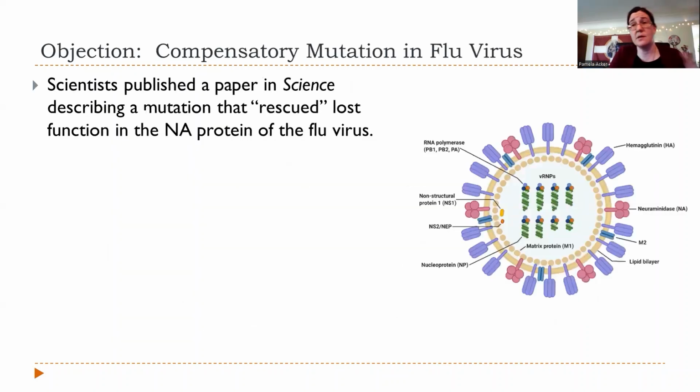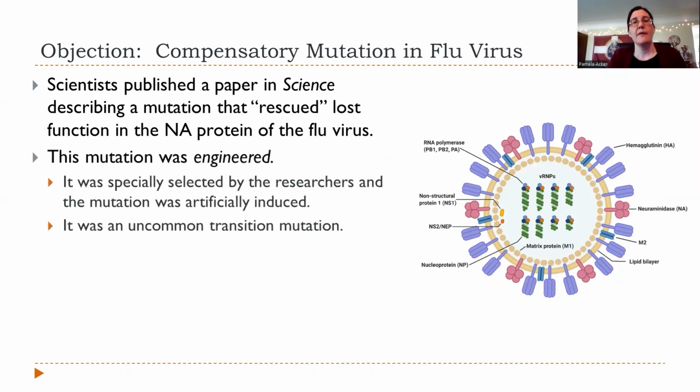Okay, the last objection I think I'm going to have time to talk about is a compensatory mutation in a flu virus that someone published in Science. They described a mutation that rescued a lost function in the NA protein on the flu virus, and the flu went right back up to producing at the normal rate that it had before. Okay, so evolutionists want to trot this out and say, look at that. You can have compensatory mutations. So really, there's no problem with negative mutations. It doesn't really matter if they're harmful, right?